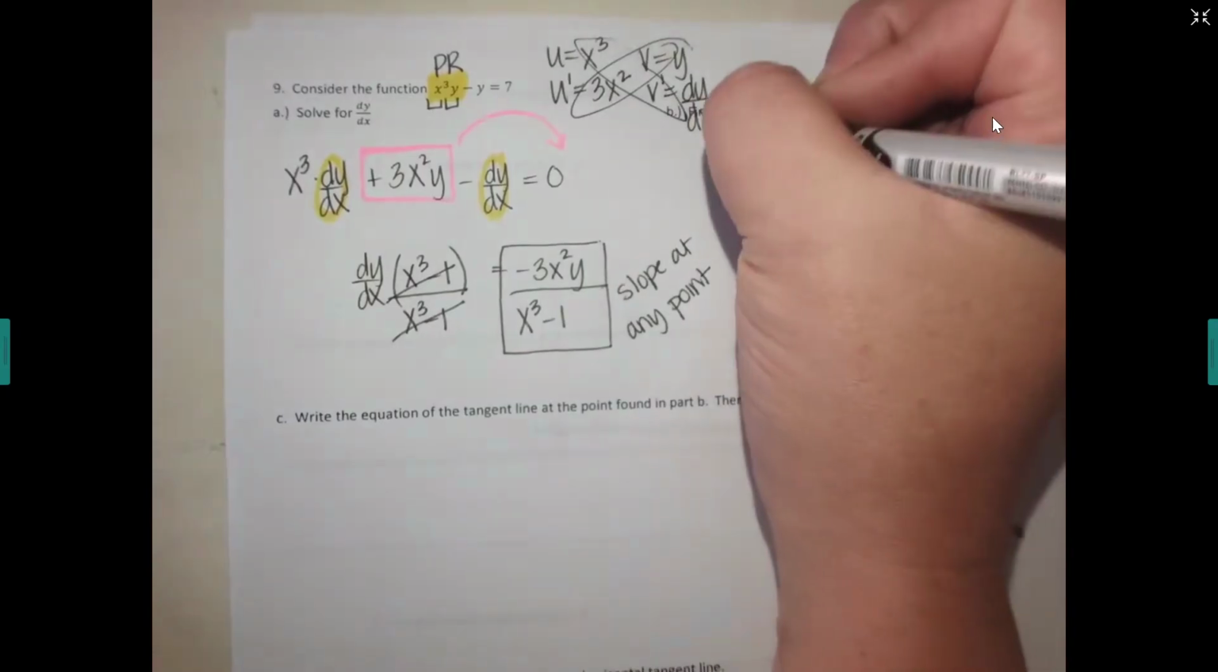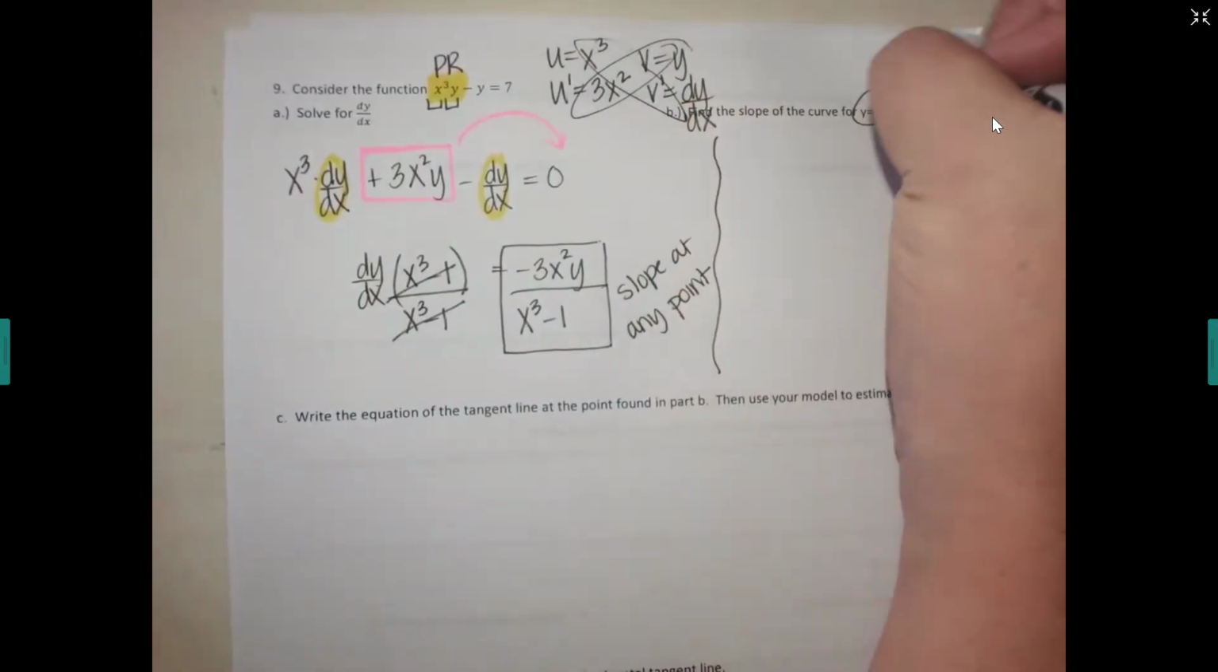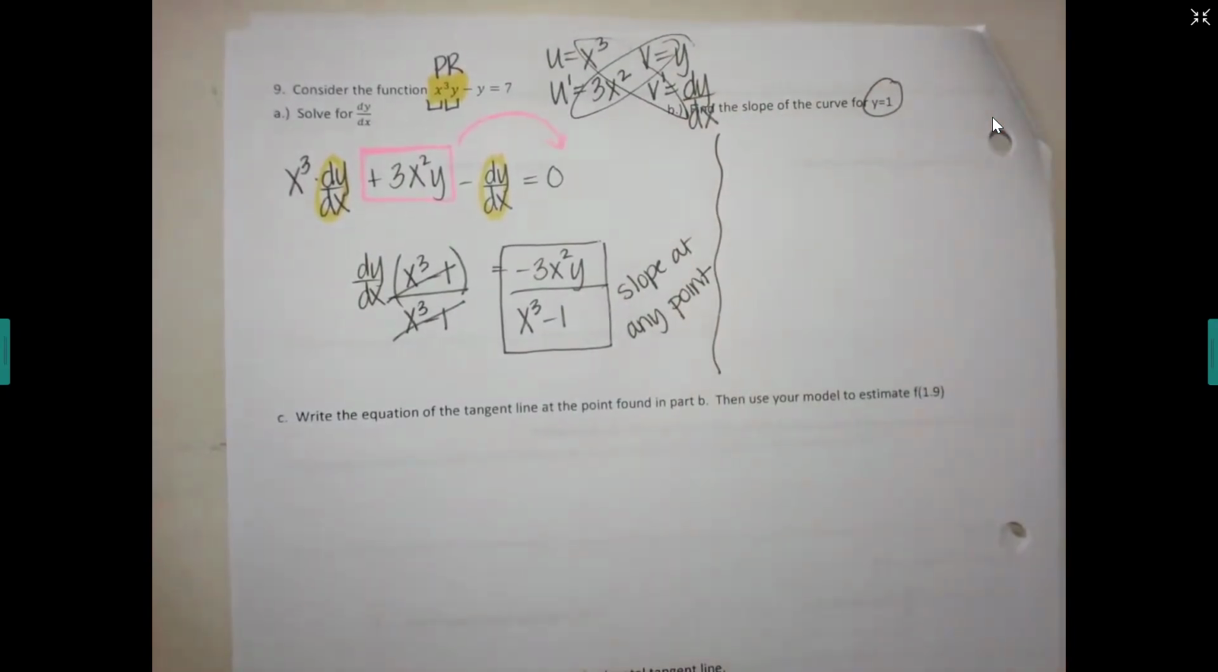All right, let's go on to part B. Now I want the slope when y is 1. Remember that to find slope at 1, you're going to use the original equation.